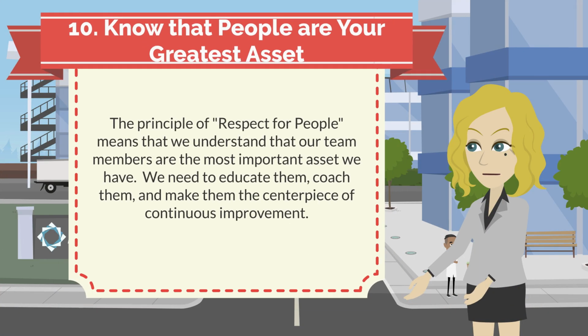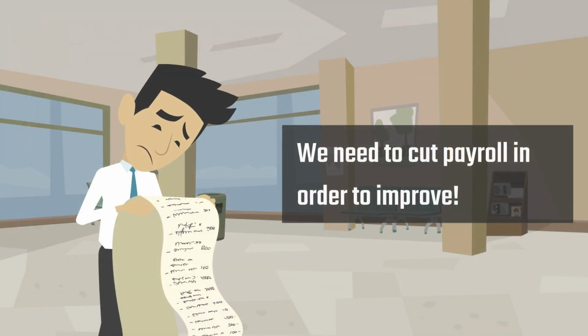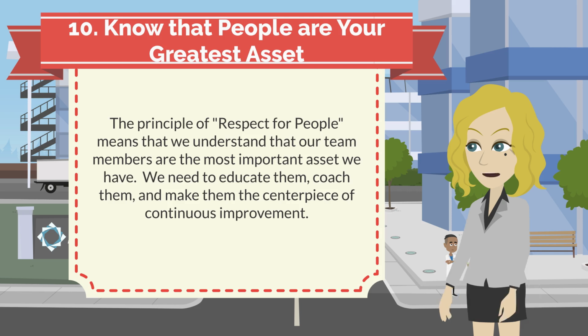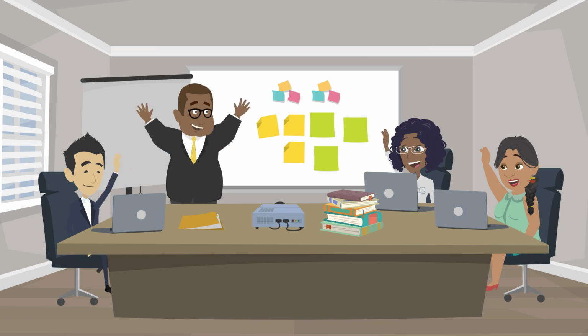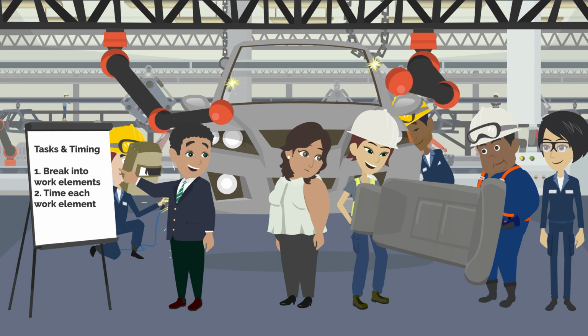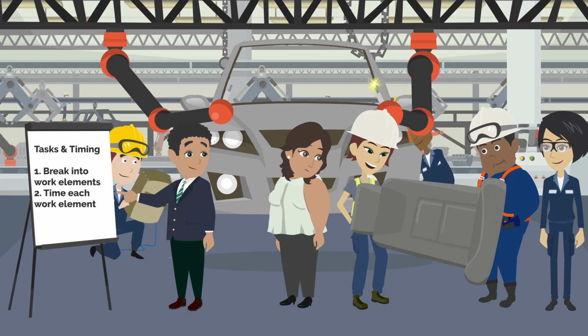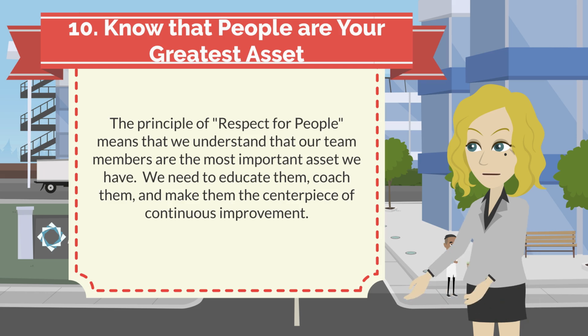Number 10. Lean leaders must understand that people are an organization's greatest asset. Traditional thinking views people as expenses or liabilities. How many heads do we need to cut to make the numbers? However, respect for people means that we understand that our team members are the most important asset we have. We need to educate them, coach them, and make them the centerpiece of continuous improvement. That involves building trust. When we have an environment of trust, there are no limits on the amount of improvement we'll have.